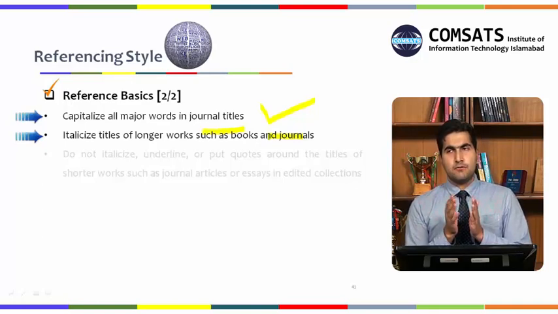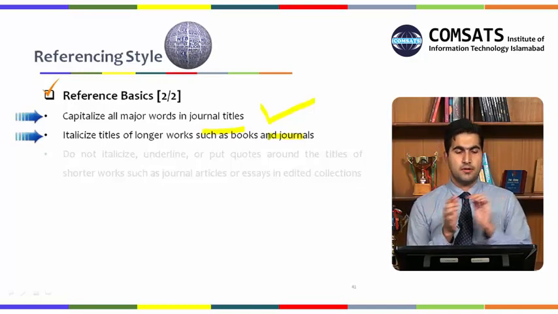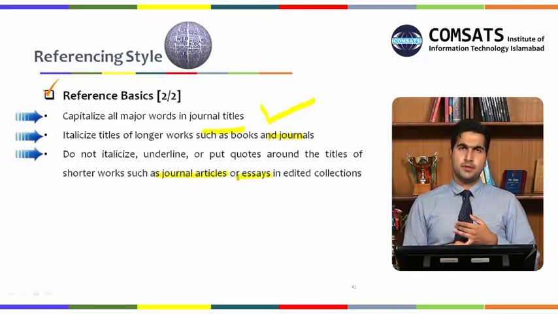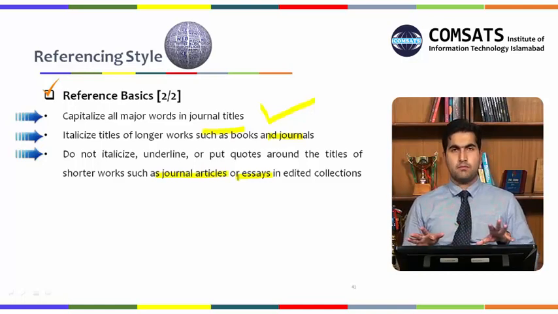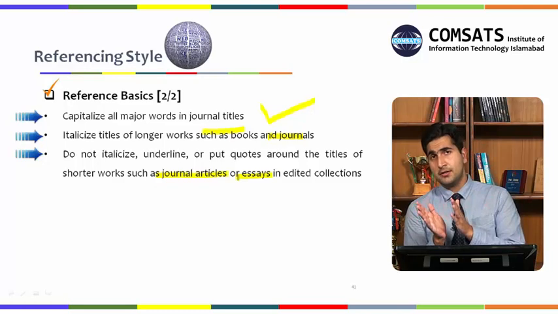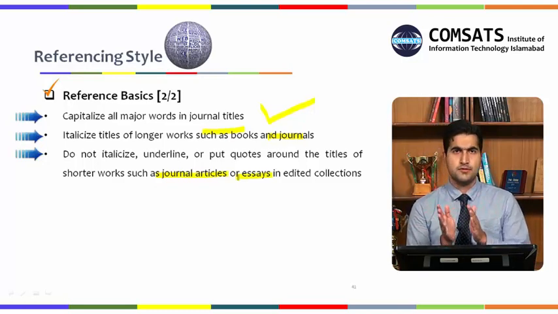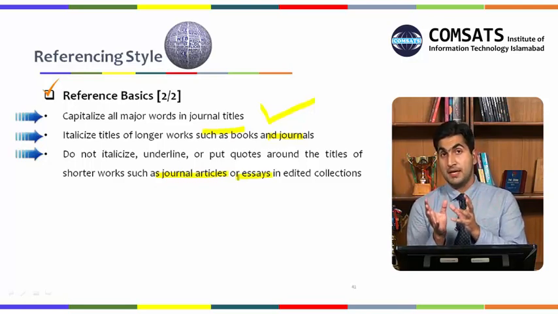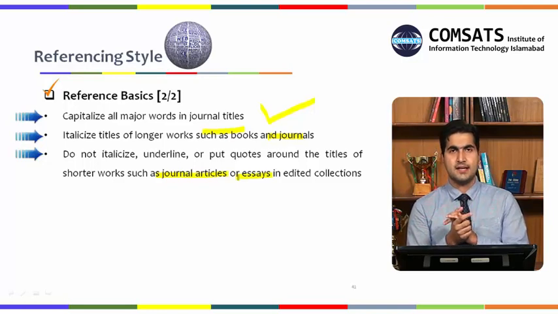Italicizing is basically for making things important, because if they are in italics, they are being made more significant compared to the rest of the work. Point is, do not italicize, underline or put quotes around the titles of shorter works such as journal articles and essays. When you are mentioning chapters or articles or essays of a big book or a big journal, you italicize the journal name or the book name rather than the chapters, because a chapter is something which comes within it. The important thing is actually the book, the main source itself, which has to be italicized.